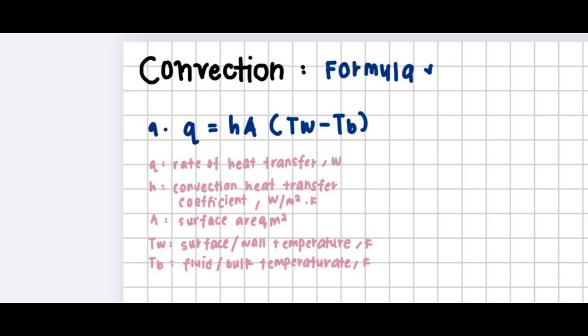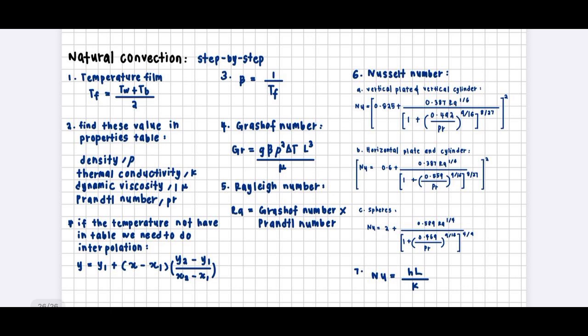Firstly, I would like to explain solving a natural convection problem step by step. First, we need to calculate the film temperature Tf by using the formula Tw plus Tb, divided by 2. Tw is the surface or wall temperature, and Tb is the fluid or bulk temperature. Next, we need to find some properties from the table at the Tf that we got from the first step. This includes density, thermal conductivity, dynamic viscosity, and Prandtl number.